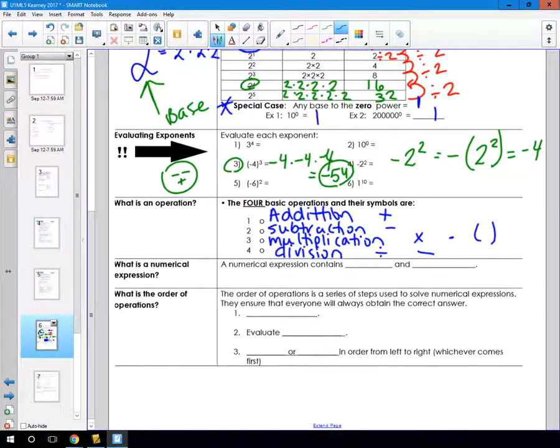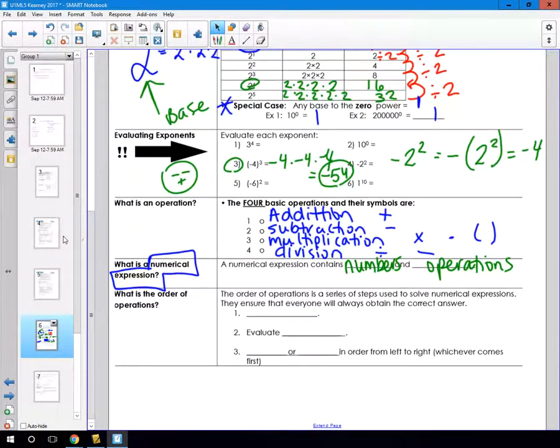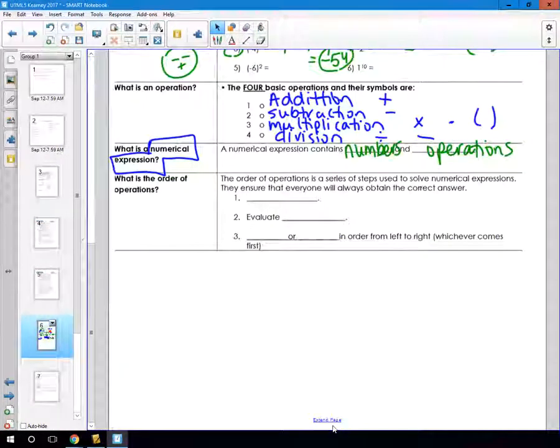Okay, so what we're going to be doing is we're going to be evaluating numerical expressions. So a numerical expression, when you hear the word numerical, what do you hear? Numerical. Kind of sounds like number. So a numerical expression is an expression that contains numbers and operations. And when you have numbers and operations, you got to know which order to go in, okay?